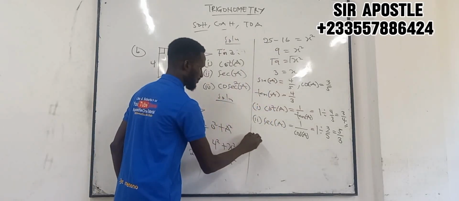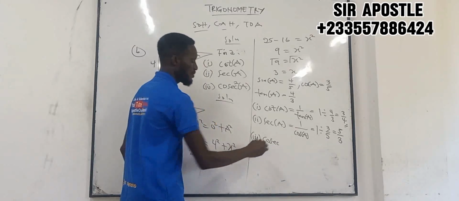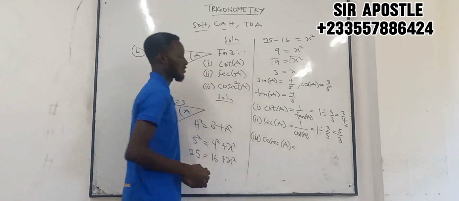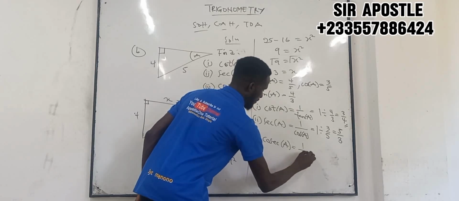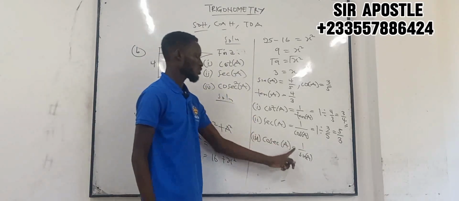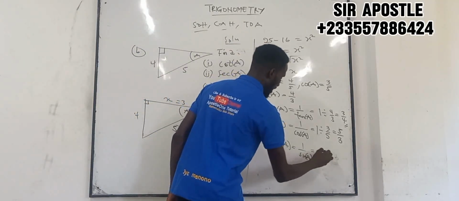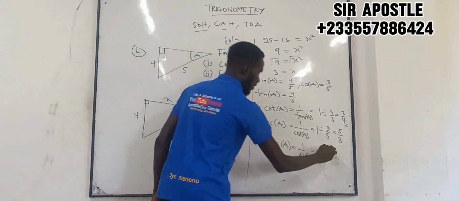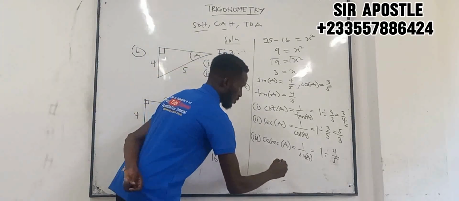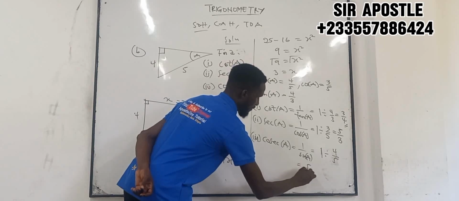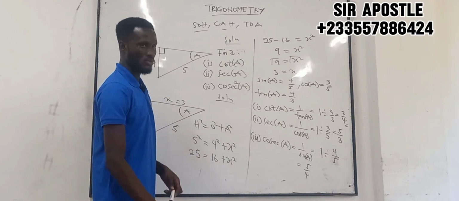Now the last one, part 3, is cosec. Let me look for cosec first. Cosec is 1 over sine. It means that when we square this one, we're supposed to square this one too. It's very simple. So we have 1 divided by sine. What is sine? Sine is 4 out of 5. So which will give us what? 5 over 4. Now, what we are looking for is the cosec squared.